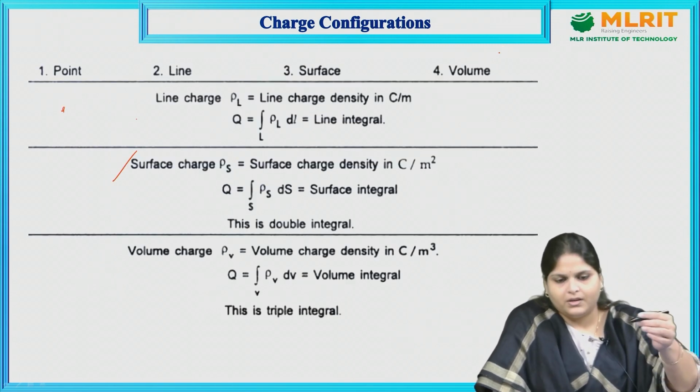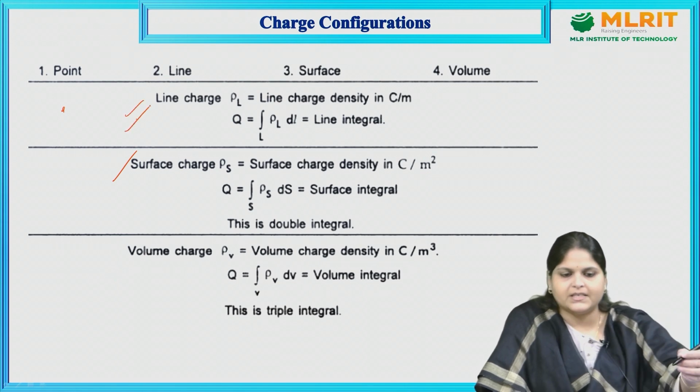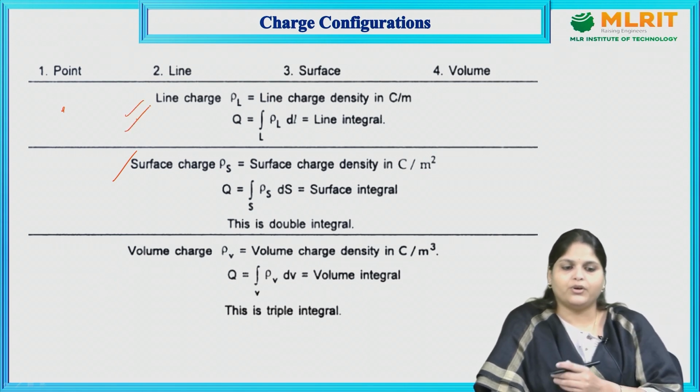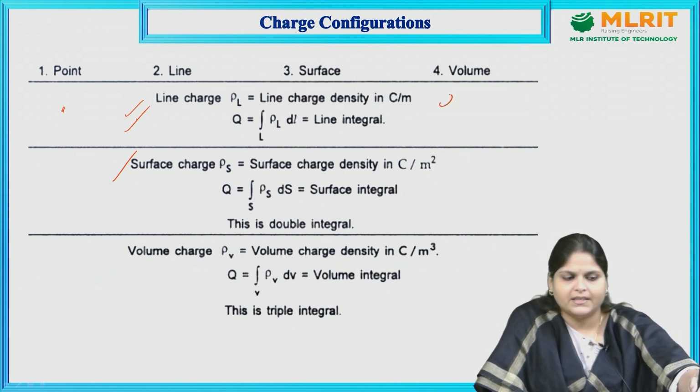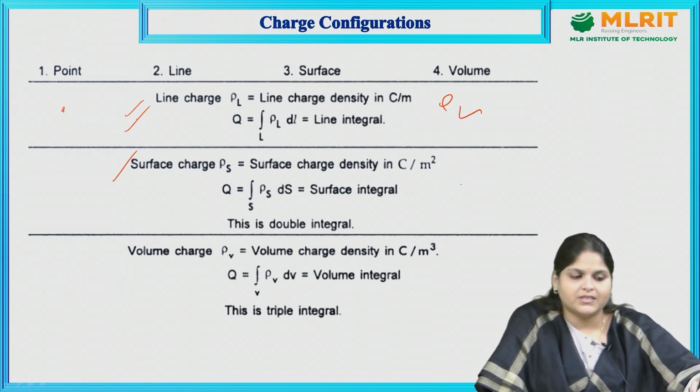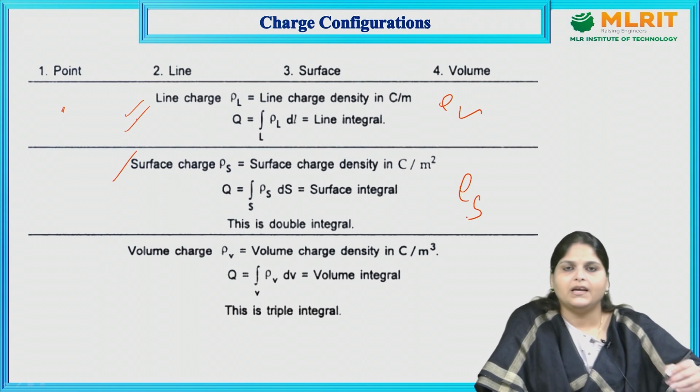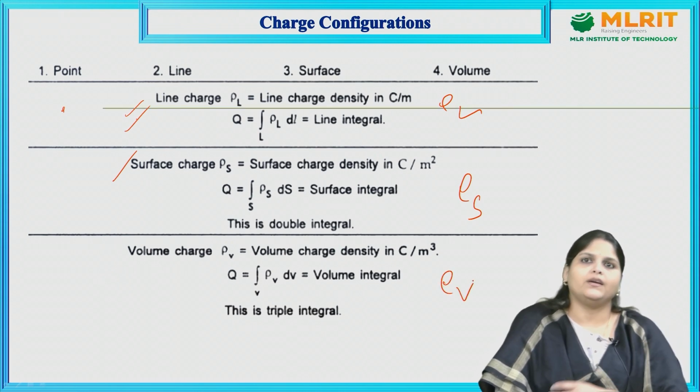So if we discuss the line charge, we should also discuss line charge density. Similarly, we should discuss surface charge density and volume charge density. So line charge density is given by rho L, surface charge density is given by rho S, and volume charge density is given by rho V.